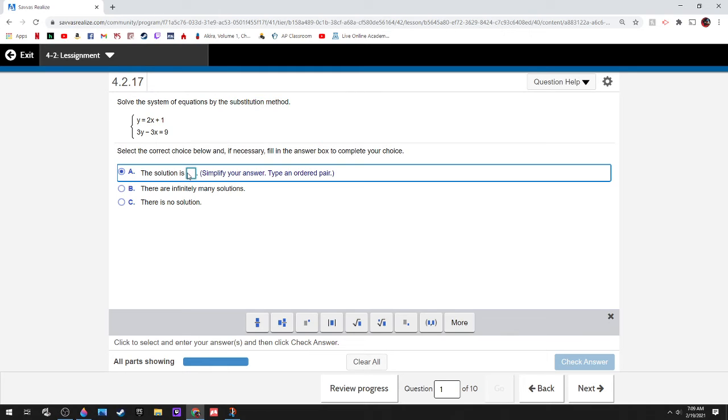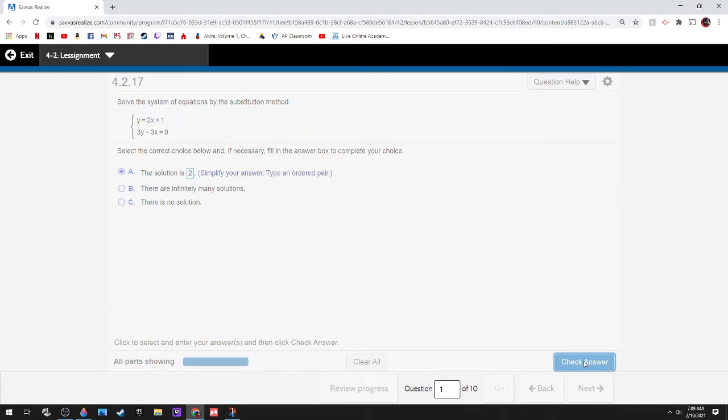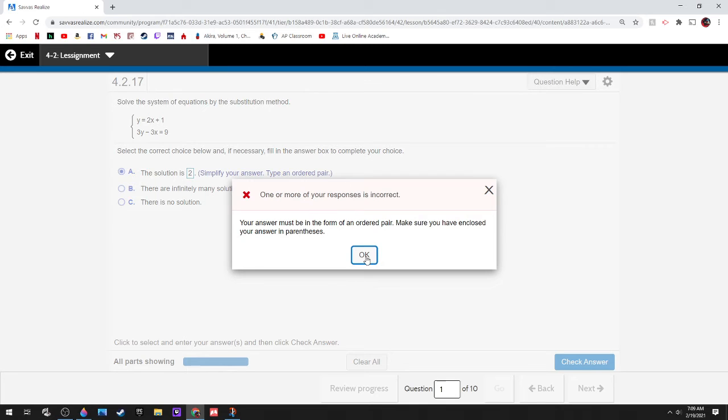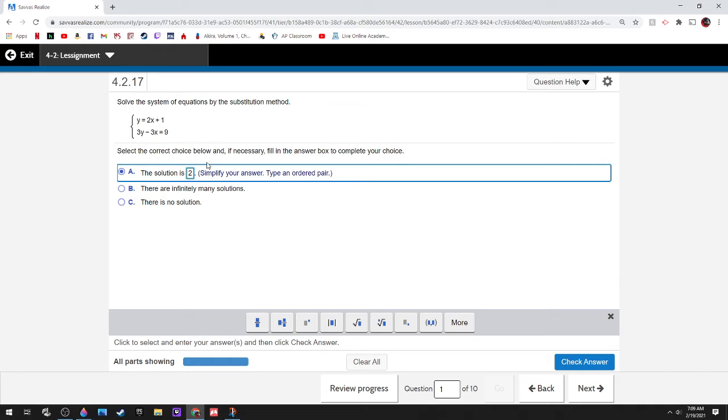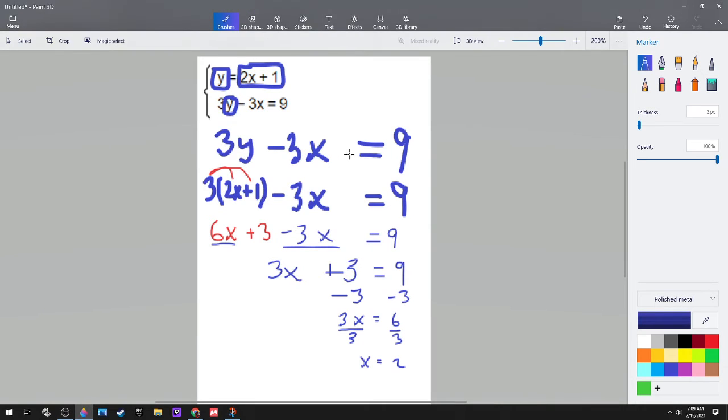If I go in and I say the solution is 2, it's going to tell me that I'm wrong, because I need an ordered pair for my solution. Remember, we need an x comma y for my solution. So I need 2 comma, oh wait, I don't know what goes there. So what we have to do is we actually have to go back, and now that we know x is 2, we pick one of these two equations and plug in 2 for x, and that's how we find out what y is.